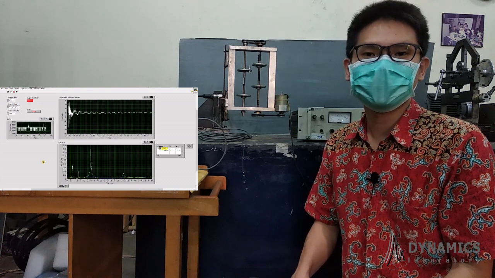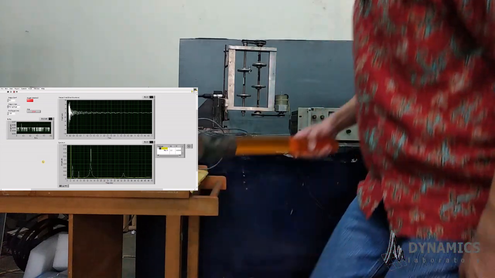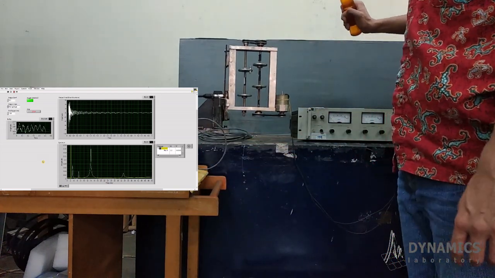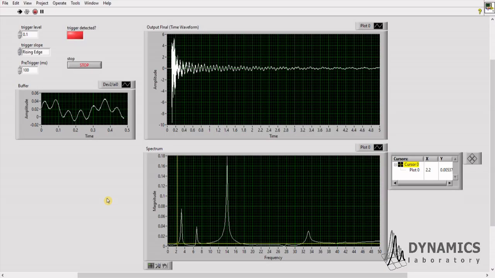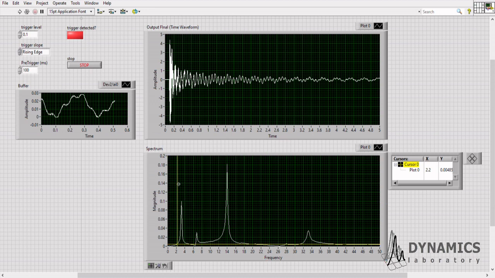For the third experiment, we will conduct the bump test experiment in the z-axis. On the lower graph, you see the spectrum of the vibration response, and there are four spectrum peaks. The first one is a peak at 3.2 Hz, the second one is 6.8 Hz, the third one is 14 Hz, and then the last one is 33.2 Hz.